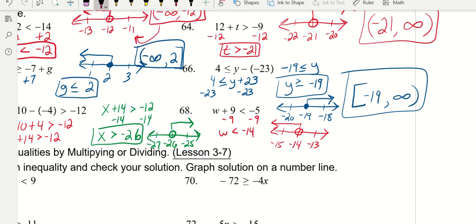Let's keep going. On to number 68, negative 14, high end or low end? It's the high end. That's the furthest point to the right, which makes the low end, going to the left forever, negative infinity. Infinity always gets a parenthesis. That's an open circle at negative 14, so it is also a parenthesis as well.